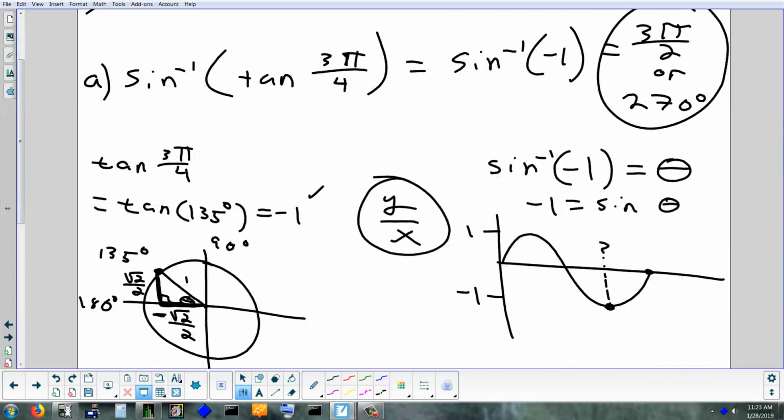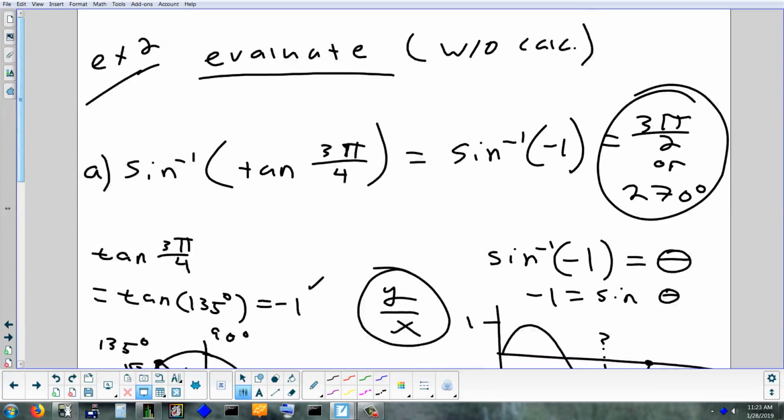Any question? Okay, a little bit different because this time the inverse was on the outside and the directions were evaluate, not to come up with a formula. Right? So we're gonna do a couple that are numerical. You're gonna get an actual answer when you're done, not a formula.